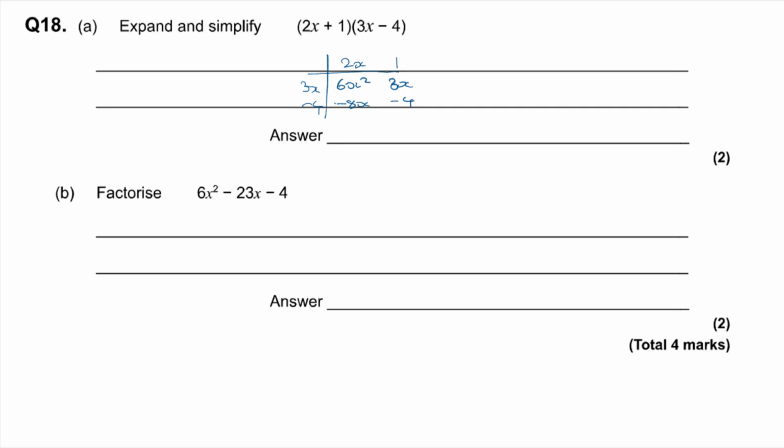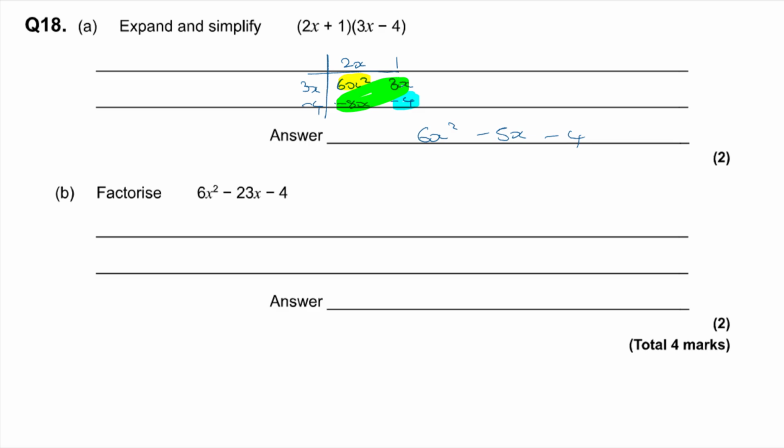So again, I get one term in x squared, 6x squared, and that goes at the front. I've got 2 terms in x, 3x and minus 8x, so adding those together gives me minus 5x, and then I've got that minus 4 on the end. Okay, factorise 6x squared minus 2x minus 4.